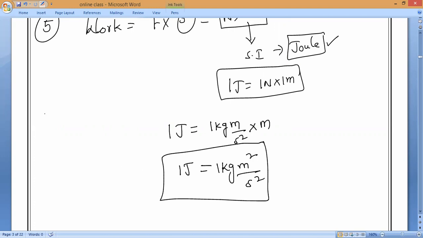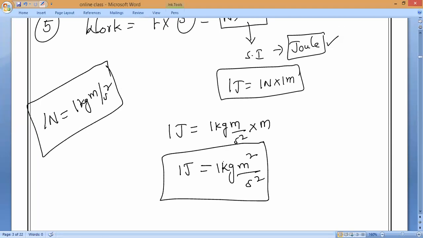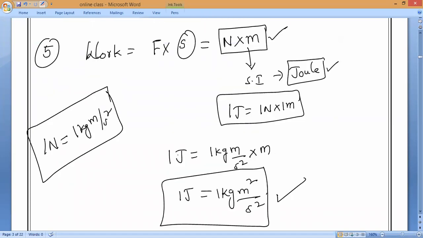Keep in mind, once again I'm saying, very important: 1 Newton is equal to 1 kilogram meter per second square, but 1 joule is kilogram meter square per second square. Do you understand those differences? So like this, I can make so many.